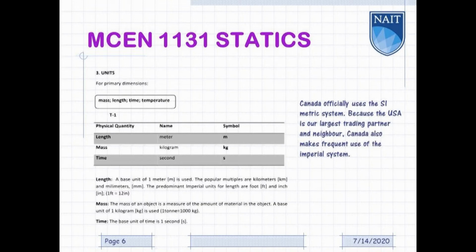Canada officially uses the SI metric system. Because the United States is our largest trading partner and neighbor, Canada also makes frequent use of the imperial system. Please review the units on the left and ensure your familiarity with each of them.